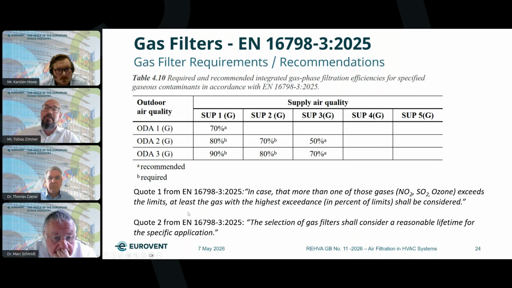Number one, of course, we don't only have NO2, you may have NO2 and ozone. First step, you have to select at least the gas that has the highest exceedance. So if your biggest problem is NO2, then your filtration solution at least needs to address NO2. And the second one, if you select a gas filter, you shall consider a reasonable lifetime. That's where you should ask an expert what lifetime you could expect in a certain application from an LD, MD, or HD. Also there, some examples are given in the Eurovent 426.